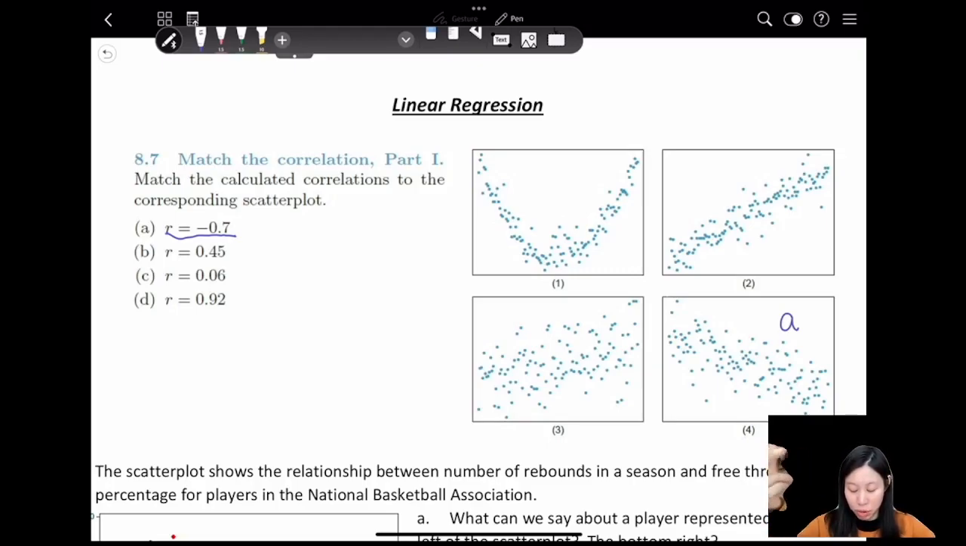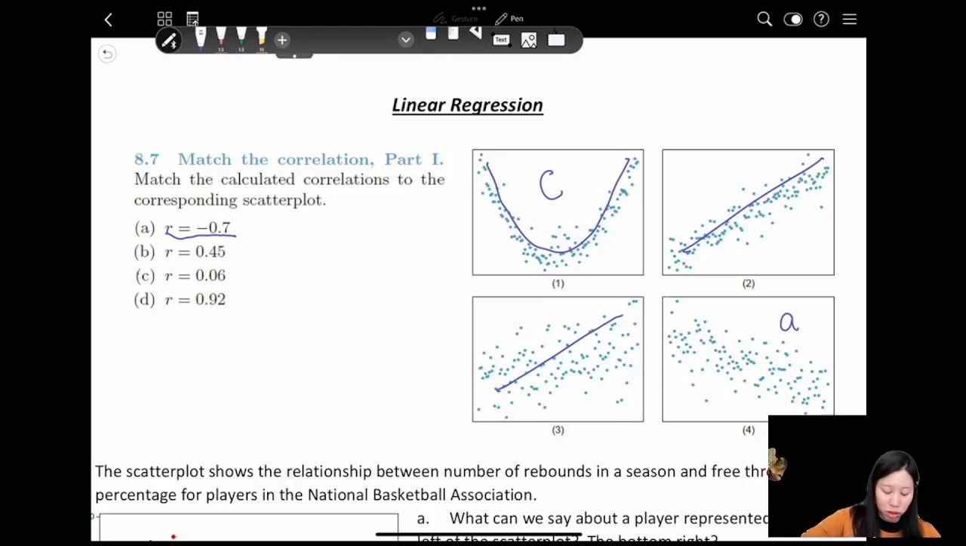Number 2 and number 3, they're both positive. But we don't know, so maybe we can skip that one and look at number 3, which is 0.06, really close to 0. That means that one is not really correlated. So 1 is a curve. We know that 2 and 3 look like a straight line, but 2 seems stronger than number 3. But we definitely know that 1 is not related, right? It's not linear. So I would say our C matches number 1.